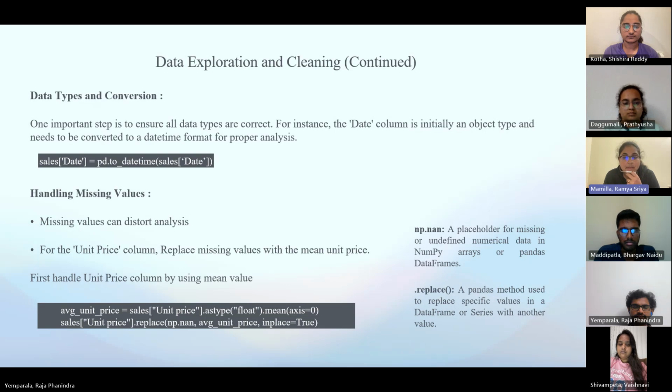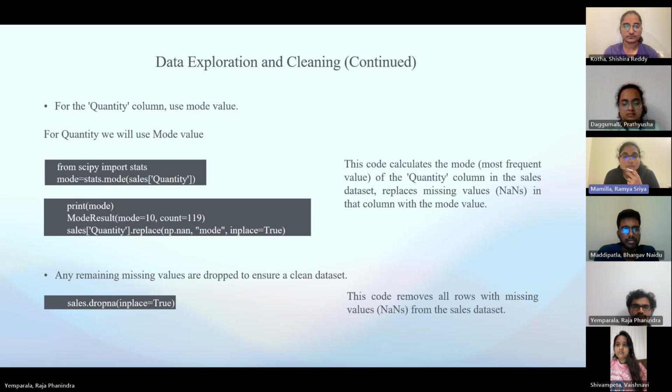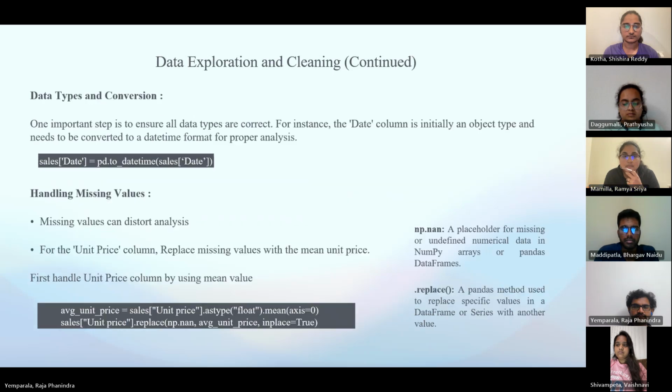Here we are using a pandas method, replace, which replaces a specific value in a data frame or series with another value. np.nan is a placeholder for missing or undefined numerical data in NumPy arrays or pandas data frames. Next slide.